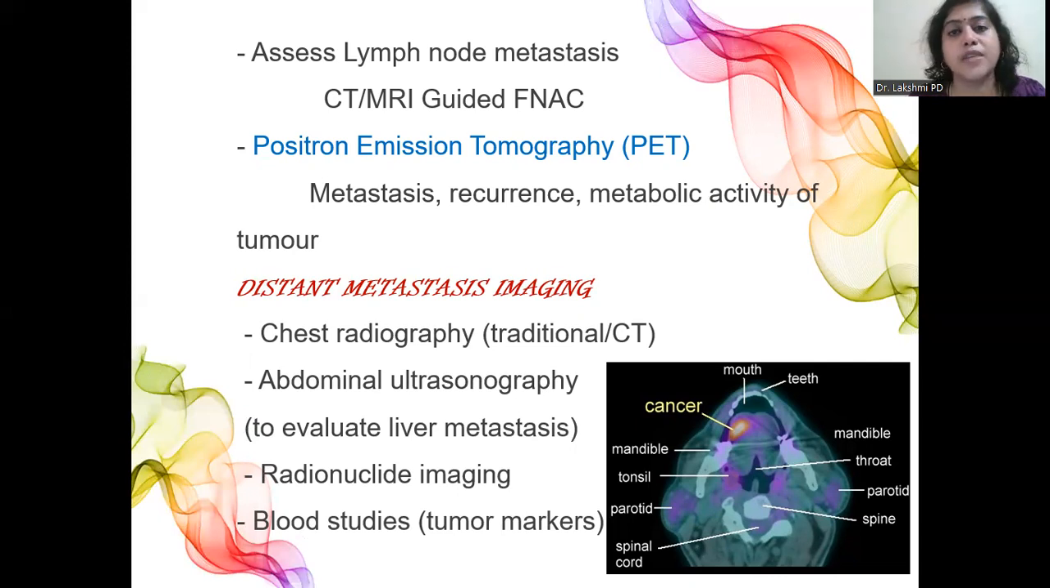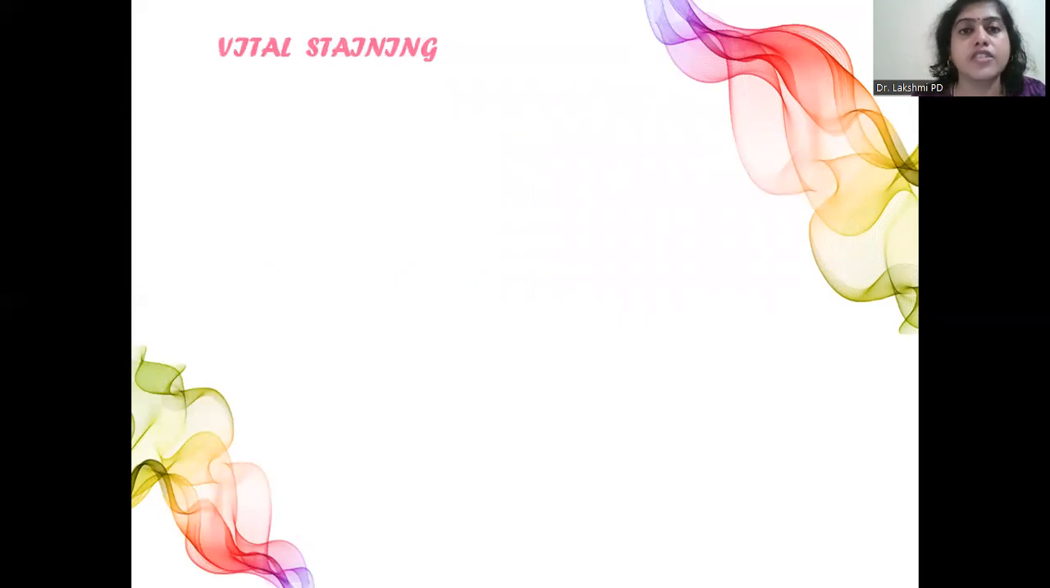The tumor markers database is increasing day by day, so you can always have tumor markers to find out if there's any distant metastasis or not.